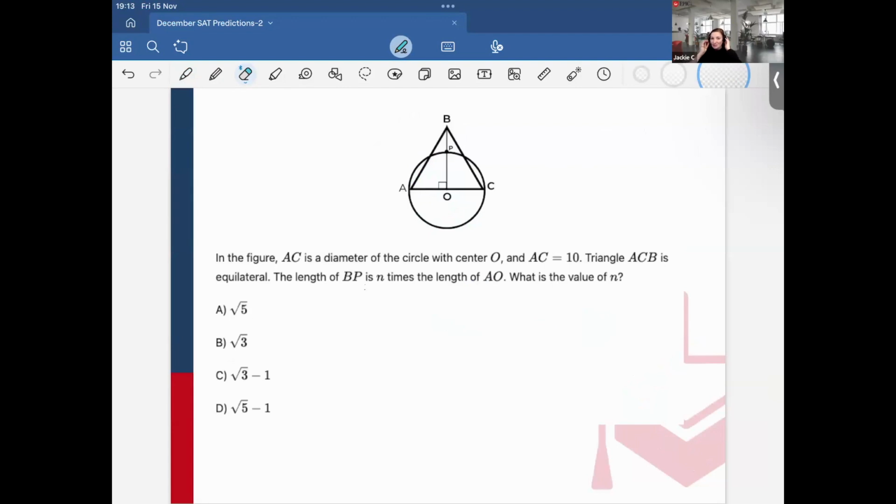So let's look at this one. Okay, so here it says in the figure, AC is the diameter of the circle with center O, and AC is 10. So whole length 10. Triangle ACB is equilateral. Helpful. So all of the degrees would be 60 degrees. And the length of BP is n times the length of AO.